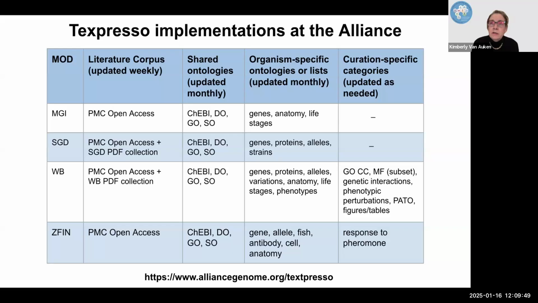We may have things like anatomy ontologies, life stage ontologies, lists of alleles, strains, variations, phenotypes, and for the ZFIN implementation, things like fish and cell types. And then also, as I mentioned, particularly for the worm-based implementation, we have a number of curation-specific categories that we've created that are very helpful for finding particular kinds of information in the literature.